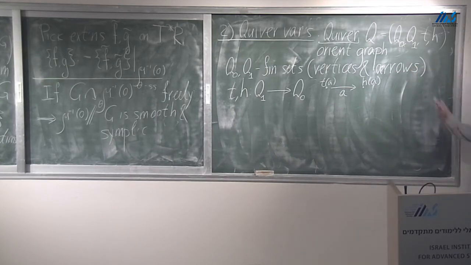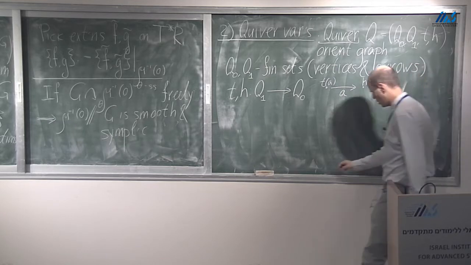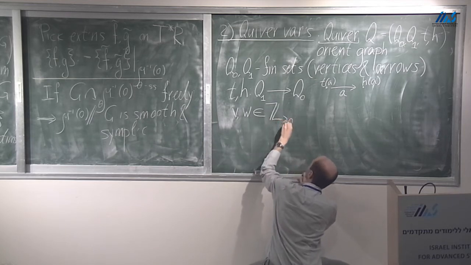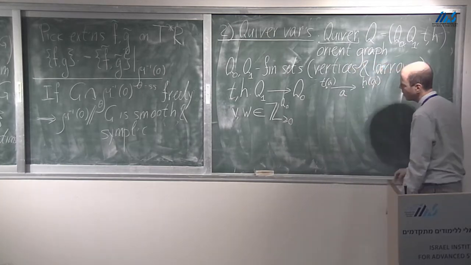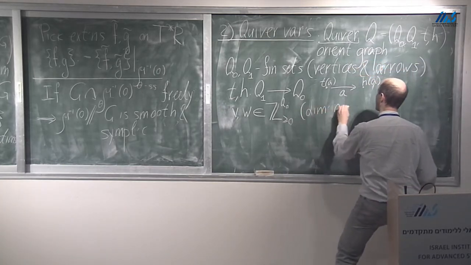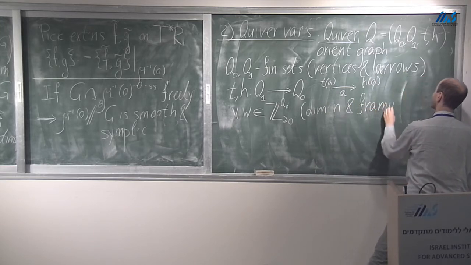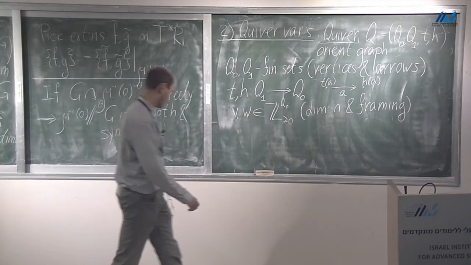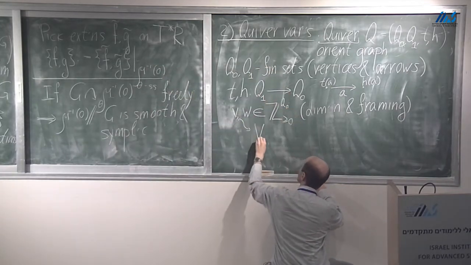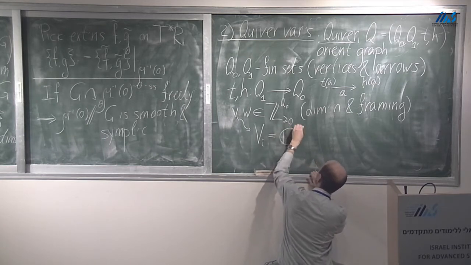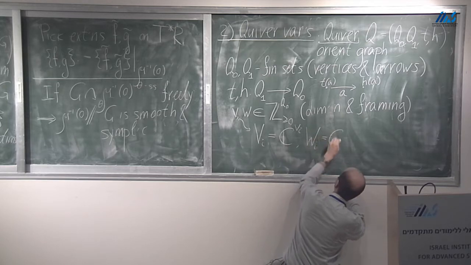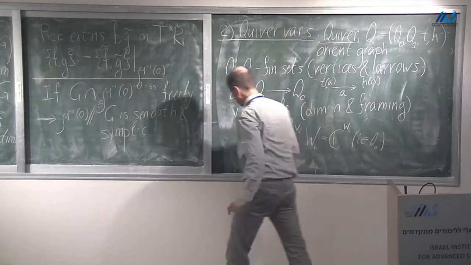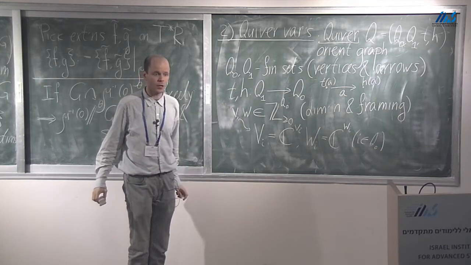So to define a representation in the group, I need two more pieces of data. Namely, I will fix two Q0 tuples of non-negative integers, V and W, known as dimension and frame. And I will consider vector spaces of the corresponding dimensions. So capital Vi is going to be C to the dimension small vi, and capital Wi is going to be C to wi. Here, i is in Q0. So to each vertex in my quiver, I assign two vector spaces of prescribed dimensions.